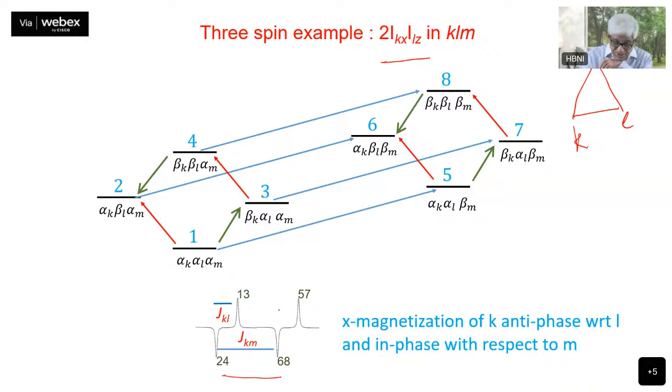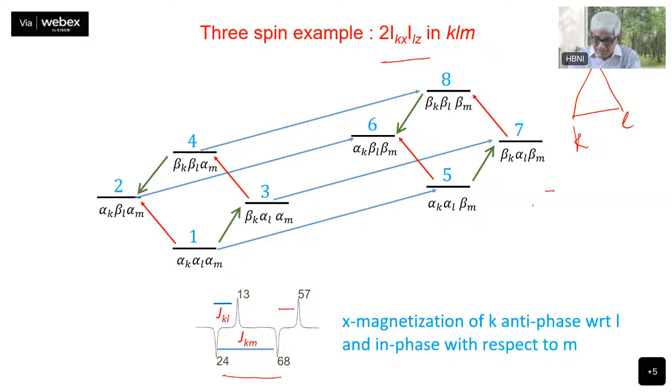So this is again a KL coupling. This is a KL coupling. And now again, the two transitions here are 5, 7 and 6, 8. If you notice here, due to the KL coupling, the two transitions have opposite sign. But the KM partners, if you see 2, 4 and 6, 8 or 1, 3 and 5, 7, they have the same sign.